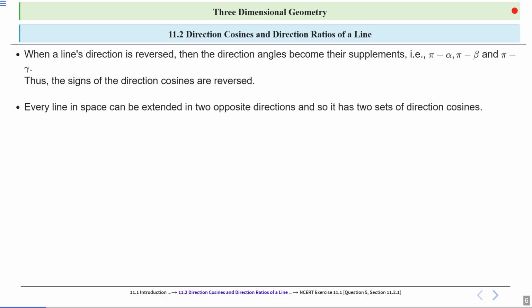So now let's consider that every line in space can be extended in both directions. This means that each line actually has two sets of direction cosines, one for each direction. For example, if one direction has direction cosines l, m and n, the opposite direction will have minus l, minus m, minus n. So this duality is a key feature of lines in three-dimensional geometry.